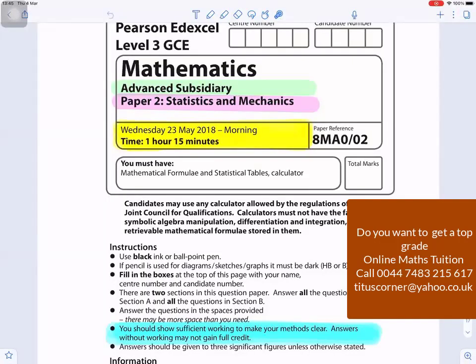Statistics and Mechanics, Advanced Subsidiary Paper 2, 8MA0. You should show sufficient working to make sure your answers and methods are clear. Answers without working may not gain full credit. Wednesday, 23rd May 2018.